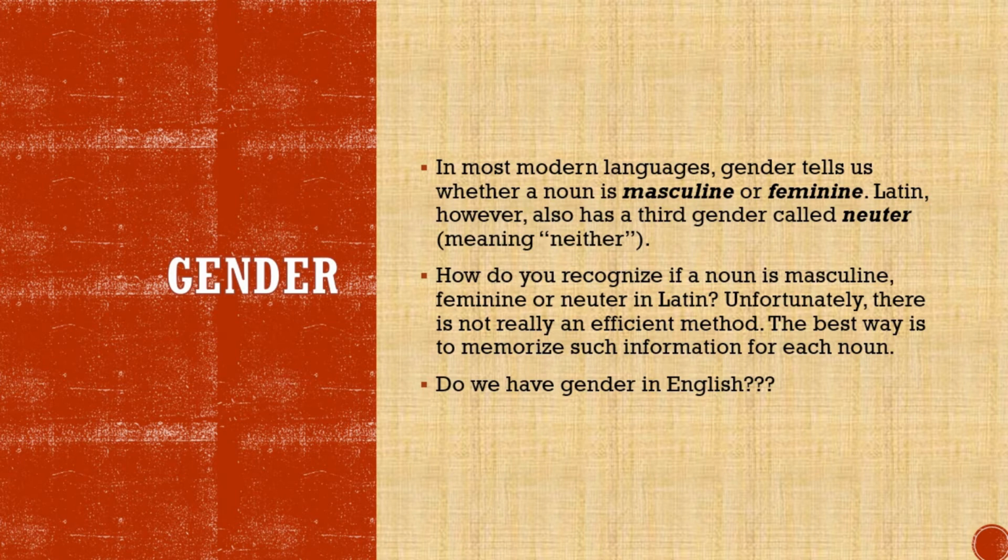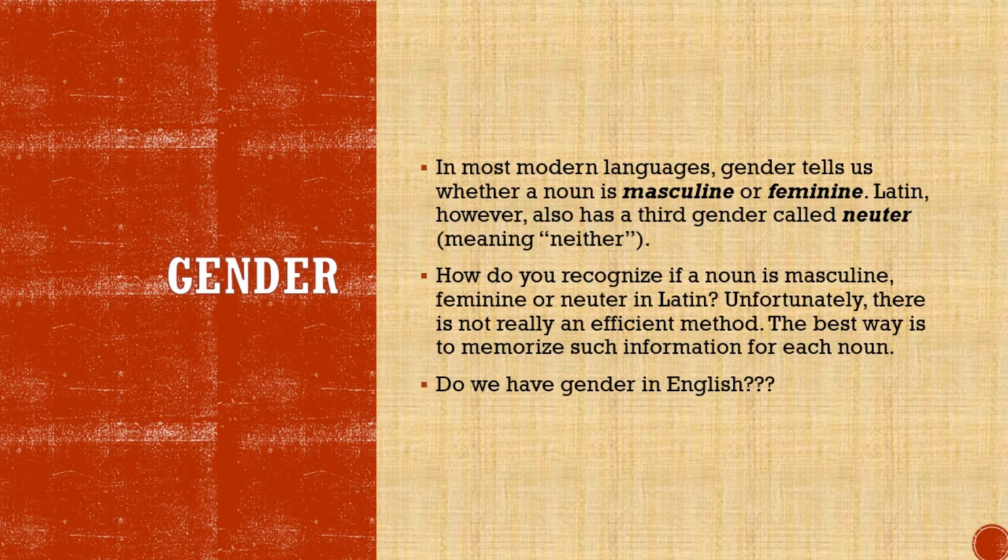But Latin, however, also has a third gender, which is called neuter. Some modern languages still have neuter, for example, German. And neuter, of course, means neither, meaning neither masculine nor feminine. In Latin, the neuter is used mostly for some kind of objects, but an important thing to state is that gender, in linguistics, is absolutely conventional. This means that there is no particular reason for which a word is masculine or feminine or neuter.